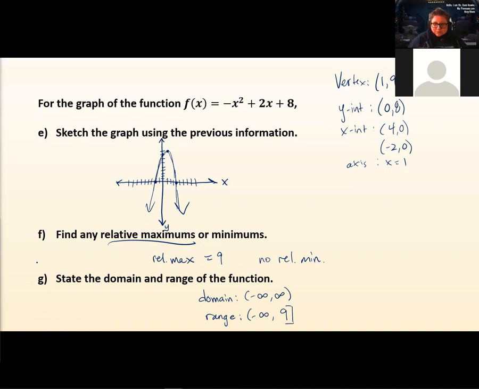Any questions about this one? Because this one had a lot of different parts.